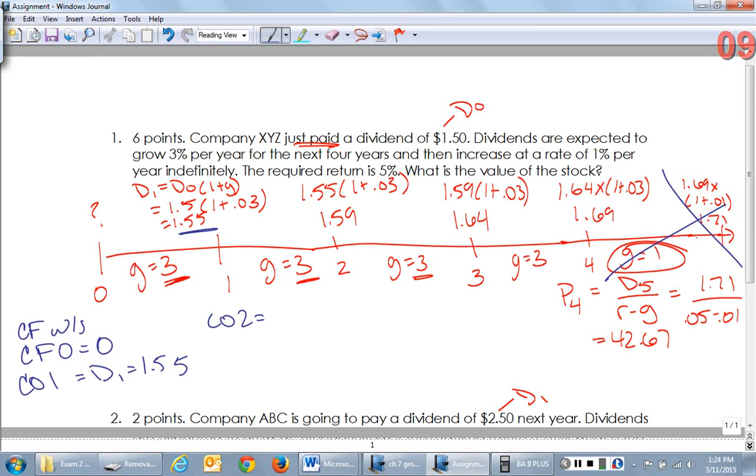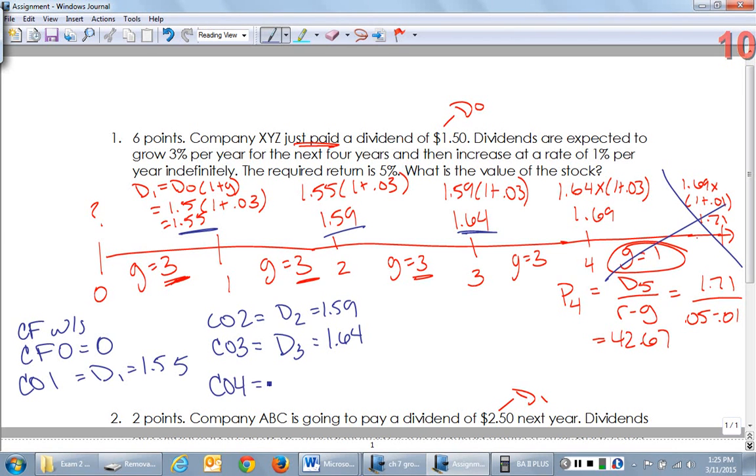Our cash flow at time period 2, there's only one cash flow associated with the second time period. So that's dividend 2, and that's $1.59. Our cash flow at time period 3, there's only one cash flow associated with time period 3, and that is dividend 3, which is $1.64.